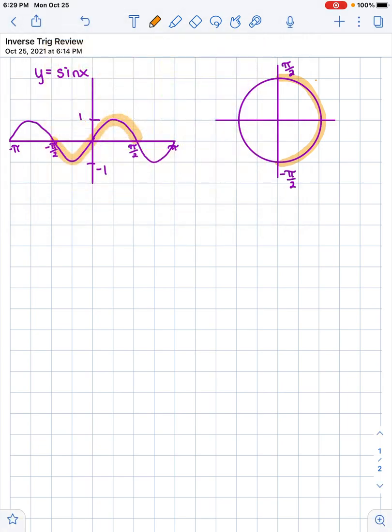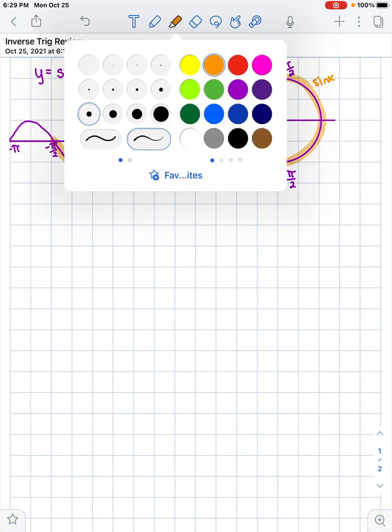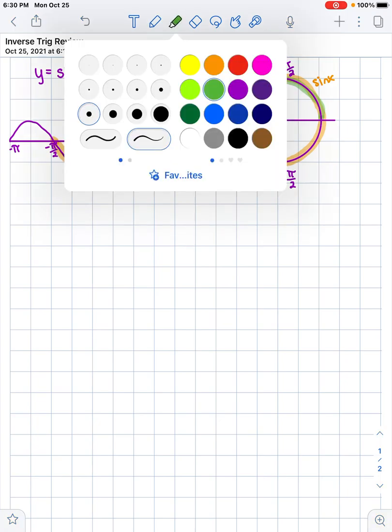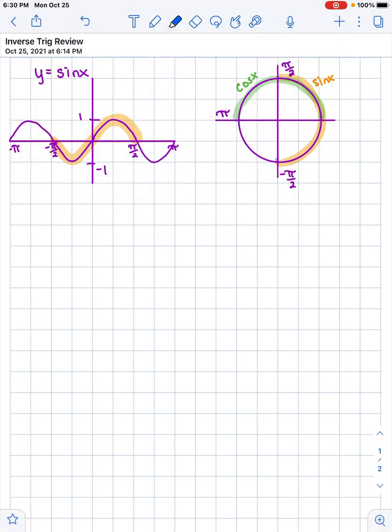Let me start labeling this. So this is sine x. Cosine, the agreement is to restrict cosine between 0 and pi. So for cosine then, 0 and pi. And tangent is the same as sine because tangent is sine over cosine. So let me get a different color. Tangent is also from negative pi over 2 to positive pi over 2.